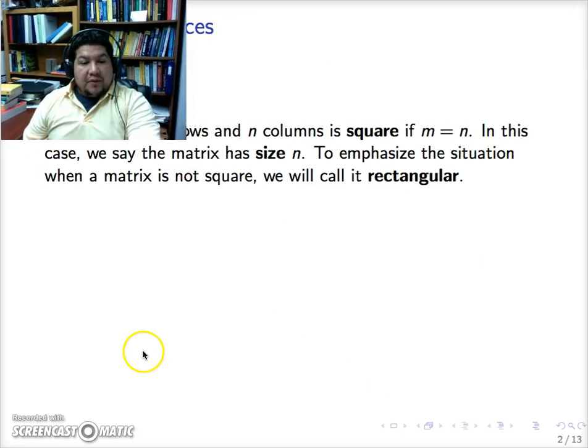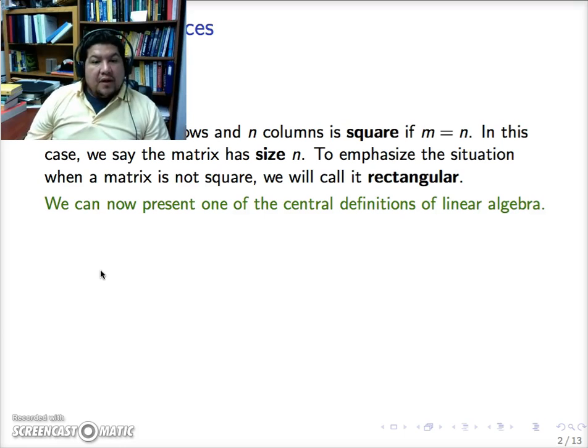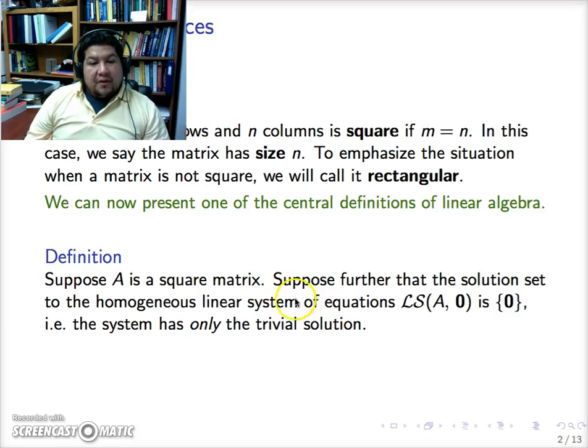So with this in mind, we consider this definition. Suppose the matrix A is such that the number of rows and columns match. It is a square matrix. And also suppose that that matrix is the matrix of coefficients of a homogeneous linear system of equations, as we have here.